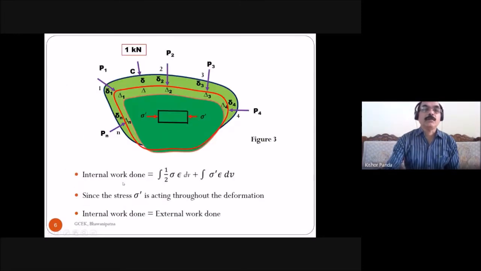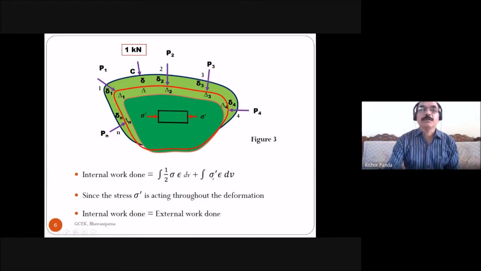Then what is the internal work done? This is the internal work done or the strain energy due to the external forces: integration of half sigma epsilon dB. Plus, this is due to the unit force. This is the internal work done or the strain energy due to the unit force.